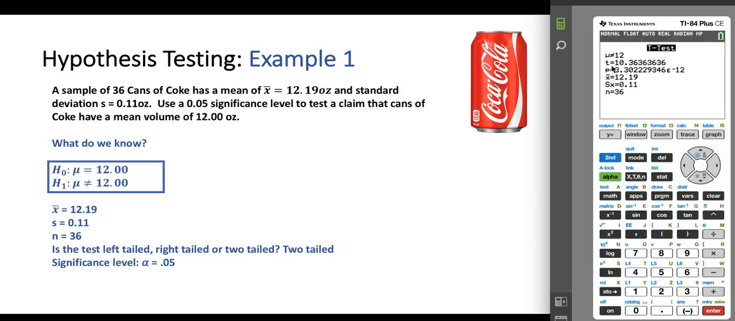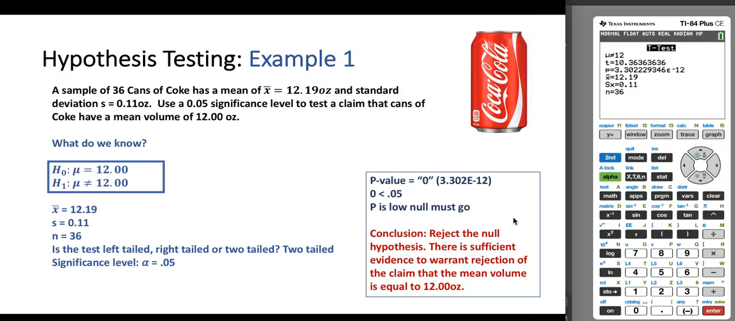From this test, we see that the p-value is 3.30 times 10 to the negative 12. So remember, that means move the decimal point 12 places to the left. So essentially, that p-value is going to be 0. Since 0 is less than 0.05, p is low, null must go.